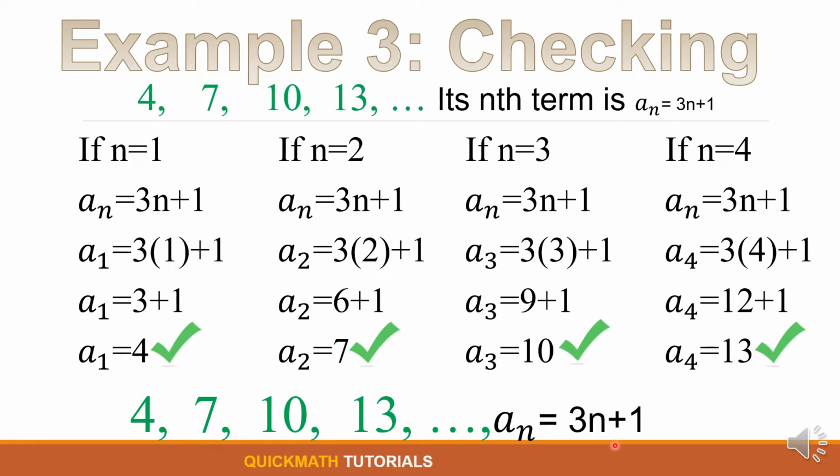The nth term is very important in sequences. It helps you find a specific term without extending the pattern or the sequence. For example, we have this sequence 4, 7, 10, 13, and you would like to find the 99th term. Without extending this sequence, you can use its nth term by substituting the value of n by 99 so that you can get the 99th term.